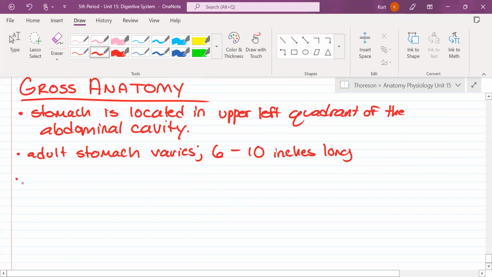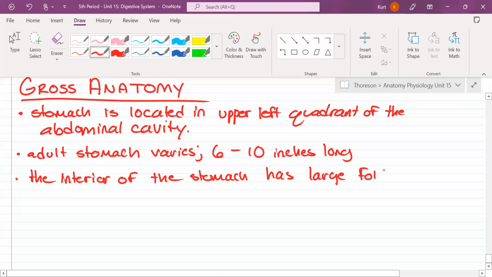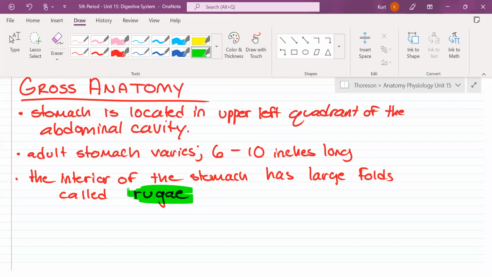There's a reason for that. The interior of your stomach has large folds called, here's another term, rugae. What does having a bunch of folds on the inside of it have to do with filling up with food? It can expand its surface area.